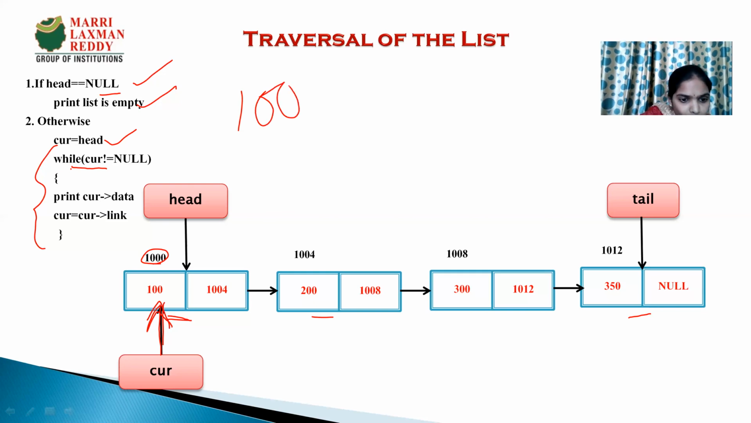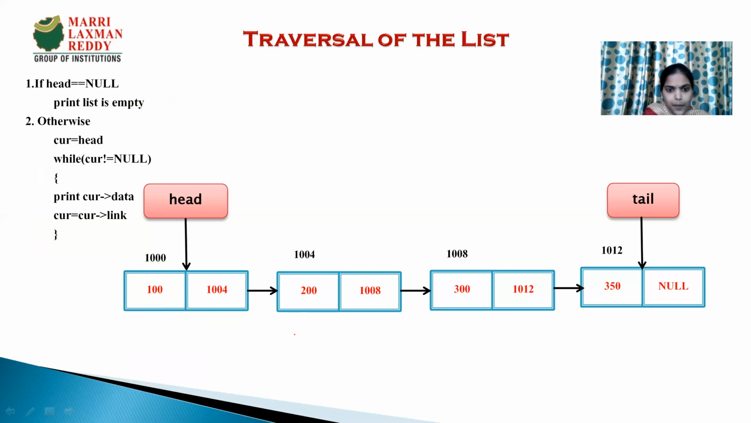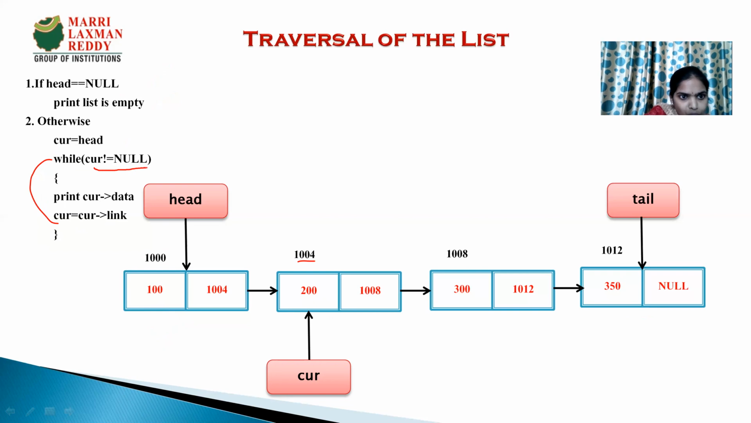Then if I want to move from this node to the next node, I have to make current equals to current link. It means current is moved to the current link. What is the current link address? 1004. So the current is moved to this place. This is how the current is moved. Again, we repeat the while loop. Now current not equal to null. What is the current node address? 1004. 1004 is not equal to null, so we enter the while statement.